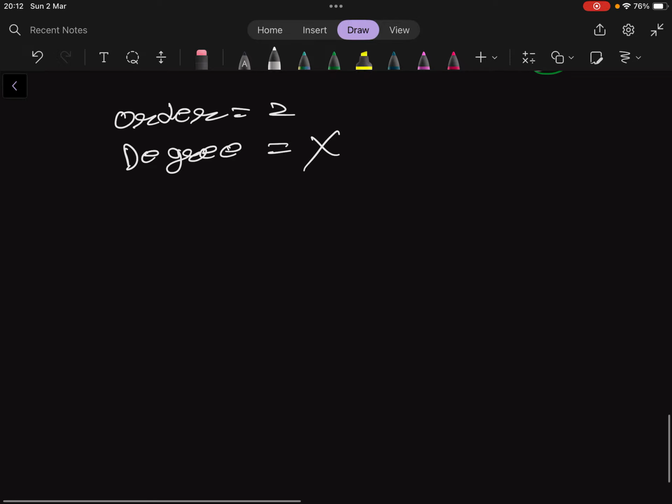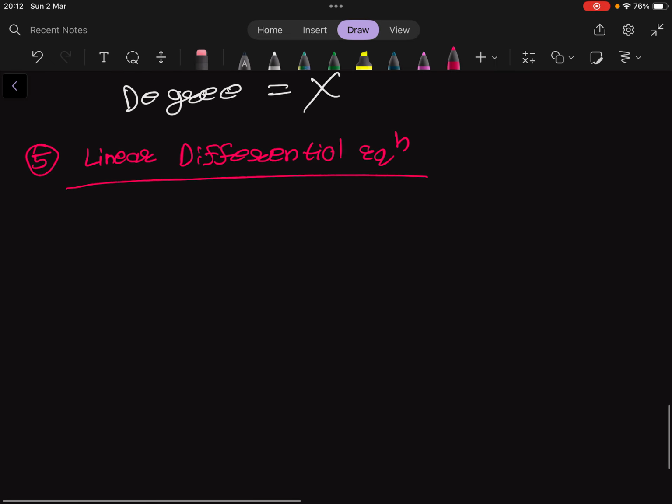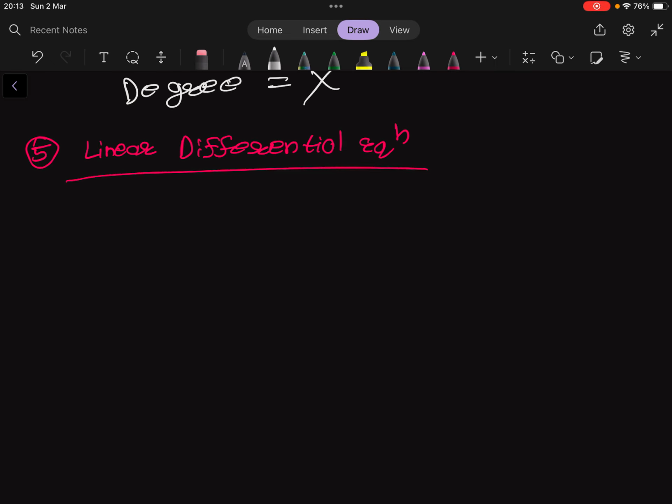Now let's study the other definition, the linear differential equation. An equation is said to be linear differential if it meets some criteria. So let's study some criteria for telling that an equation is linear.